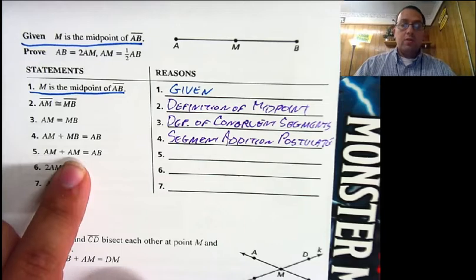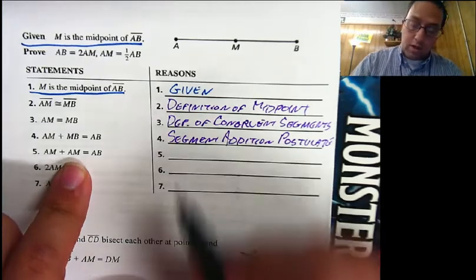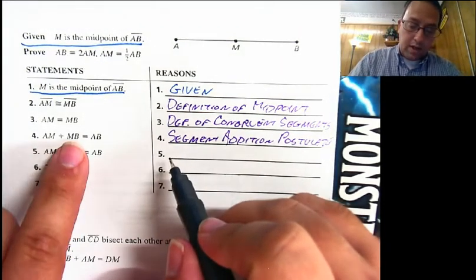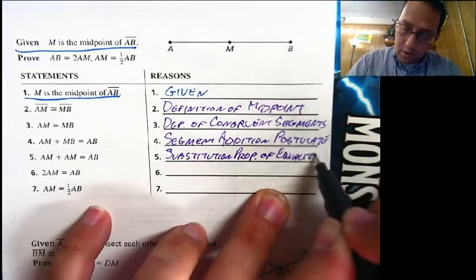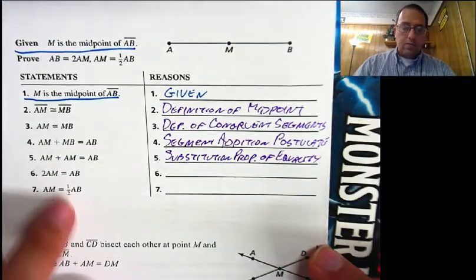And so this is called substitution property of equality. So that's what we're going to put here. We're taking this out and putting that in. We're substituting. All right, substitution property of equality.